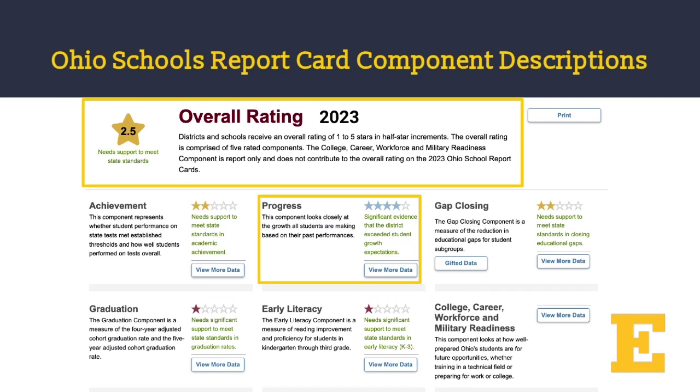This next slide shows an overview of each component and our overall rating and the ratings earned in each component. As Tim mentioned, remember that there are several components that include multiple measures, and we will go into more detail about those this evening. Also, remember that while the overall measure has half stars, each component is only rated by full stars. There are no half stars in the components.